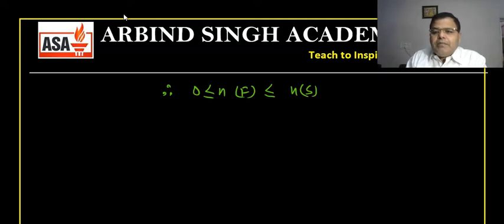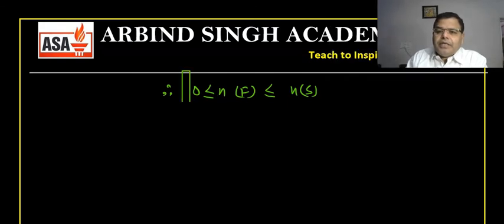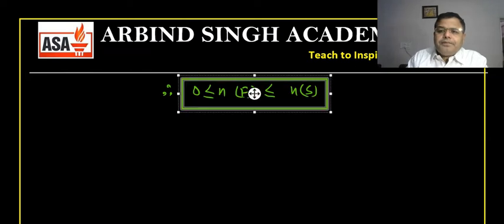So the number of favorable outcomes cannot be negative under any circumstances. Right, the number of favorable outcomes cannot be negative under any circumstances. I hope you got it.